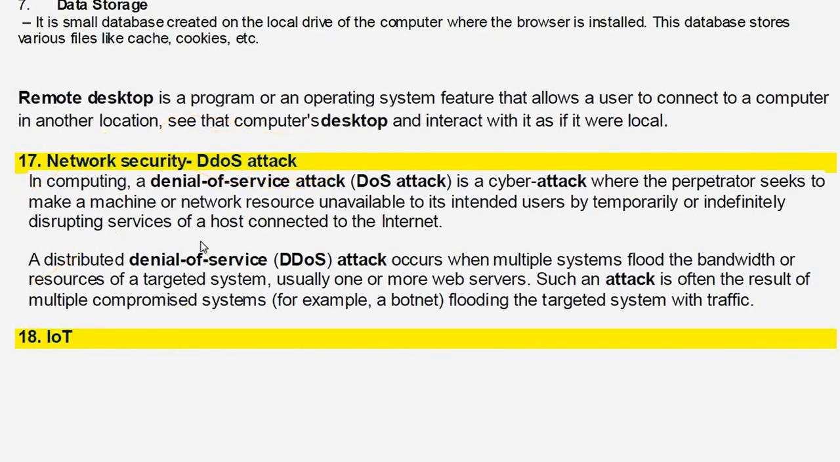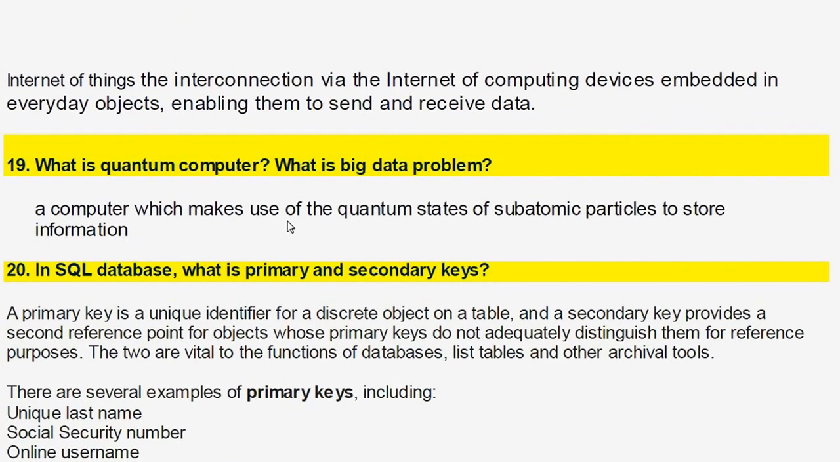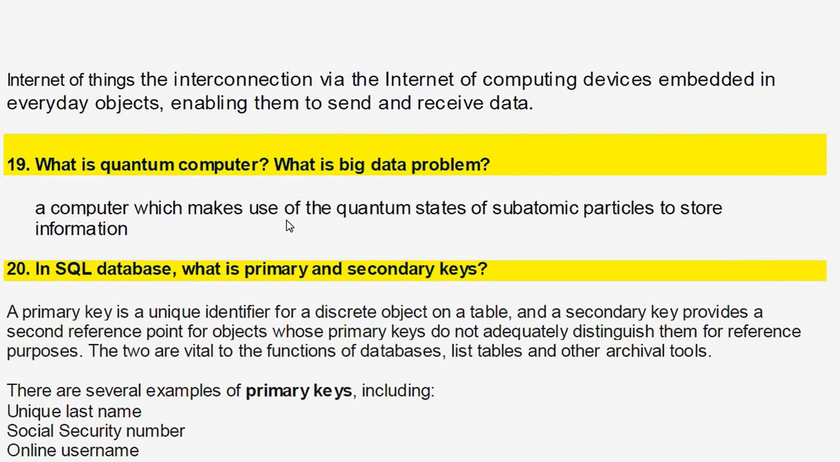And moving to the next question, what is IoT? IoT stands for Internet of Things. What is the Internet of Things? If we consider embedded systems, if we enable an embedded system to intercommunicate with a computer via the internet, then it becomes an Internet of Things device, and it is enabled to send or receive data.